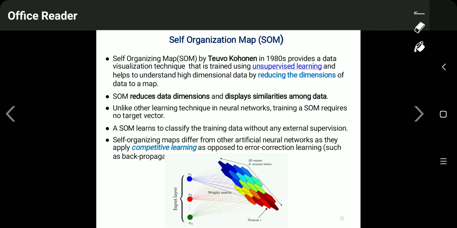So self-organization map differs from other artificial neural networks as they apply competitive learning as opposed to error correction learning such as backpropagation used in artificial neural networks. So basically here self-organization is such a network in which each neuron is fighting for what? Fighting to be the winning node, to be the winning candidate. That is why competitive learning is performed. So every node is competing to win, to get the desired output.